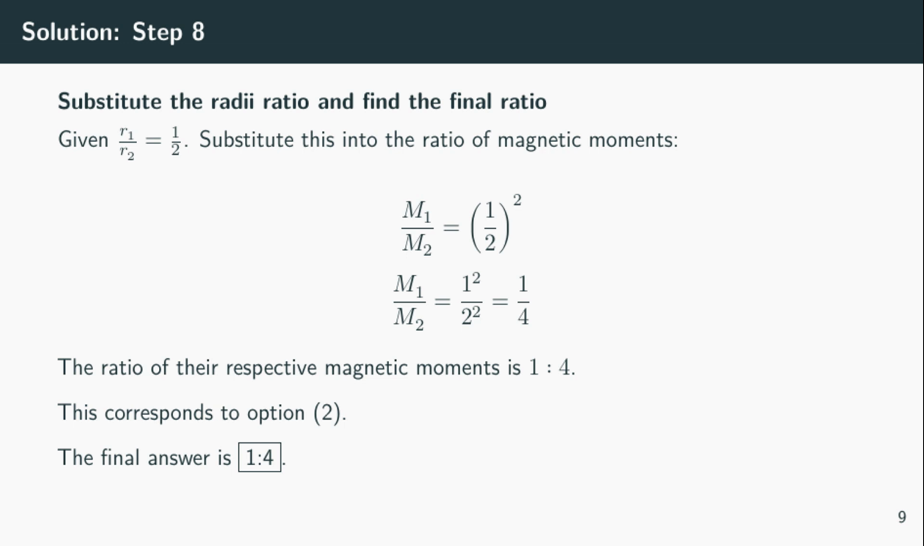So the ratio of their respective magnetic moments is 1 to 4. Looking back at our options, this matches option number 2. The final answer is 1 to 4.